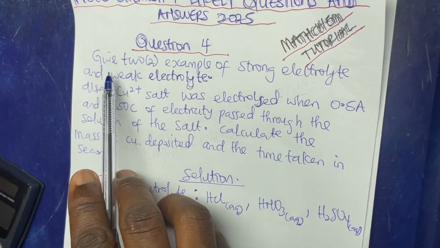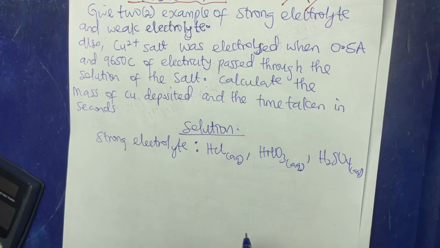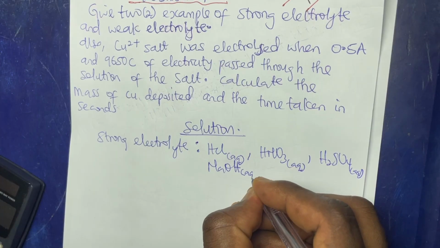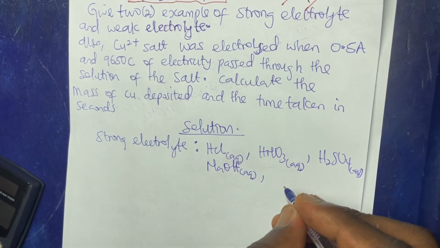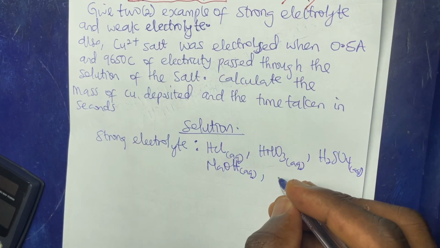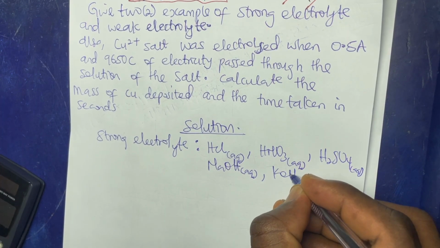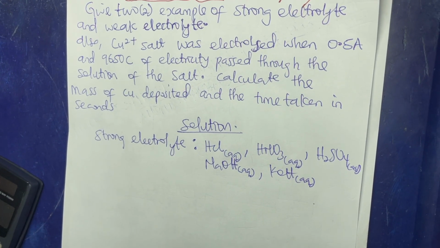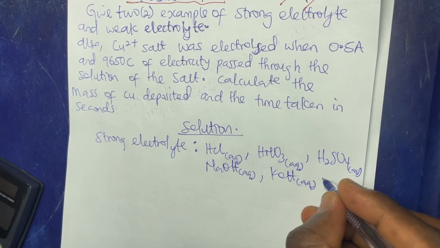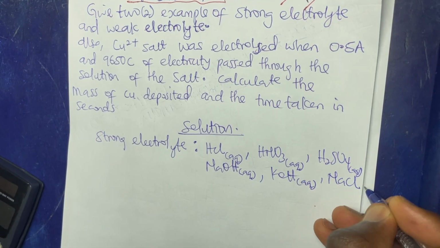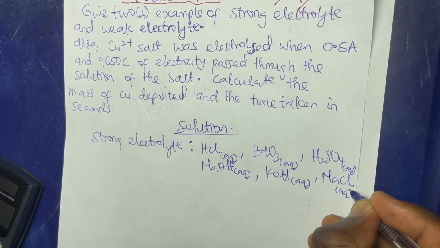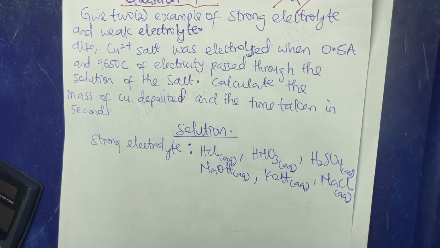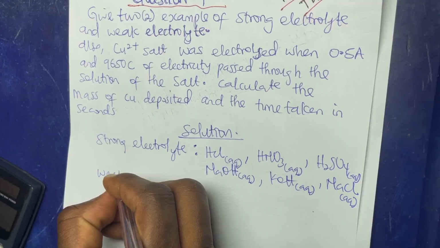You can see I was supposed to mention 2, but now I'm even giving you 3. Sodium hydroxide in aqueous state is also a strong electrolyte. Potassium hydroxide in aqueous state is also a strong electrolyte, and so on. Sodium chloride too is a salt, and is also a strong electrolyte in aqueous state or molten state.